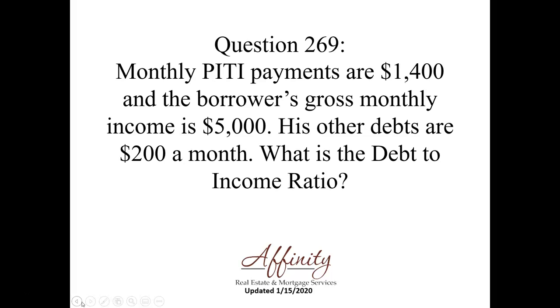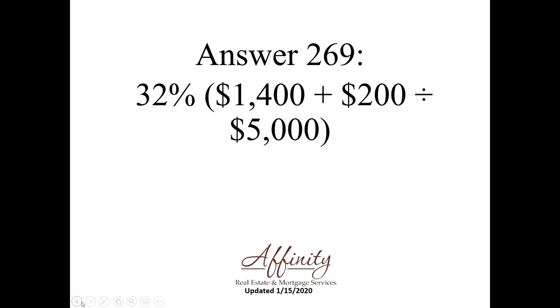Question 269. The PITI payments are $1,400 and the borrower's gross monthly income is $5,000. His other debts are $200 a month. What is the debt to income ratio? That would be 32%. At this time, they are considering all of the back end of debt. $1,400 plus the $200 divided by the $5,000 gives you the back end DTI, or the total obligations ratio, TOR. They call it both things, so you'll know that on the exam.